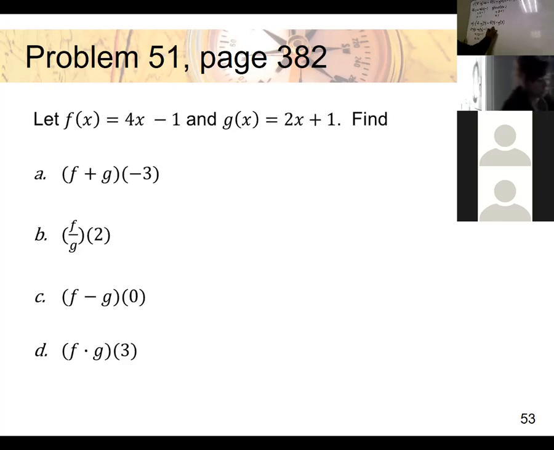And then g of 3, this will be 2x plus 1 is what g of x is. So it's 2 times 3 plus 1. 2 times 3, that's 6. 6 plus 1 will be 7. Now, f of 3 is 11 times g of 3, which is 7. So 11 times 7, that's 77. Okay. Any questions on that particular example, problem number 51? Okay.